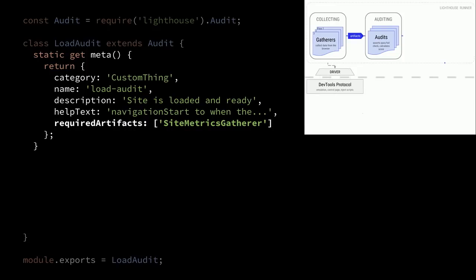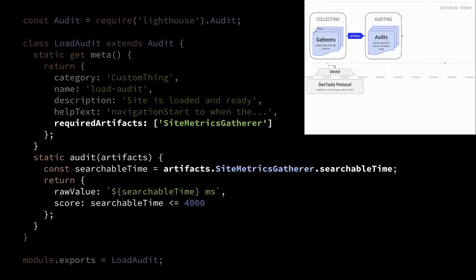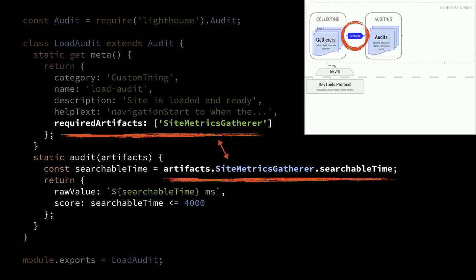But the most important thing is this required artifacts there. And that tells Lighthouse, hey, I'm going to need the artifact from the gatherer stage named sitemetrics gatherer. So every audit has an audit method. And that's called with our artifacts. And in the artifacts is our sitemetrics gatherer artifact. And just like in the DevTools console, there's a property named searchable time. So we're going to get that searchable time.